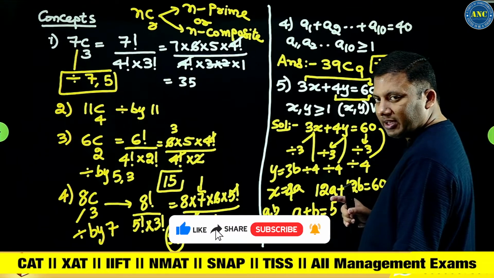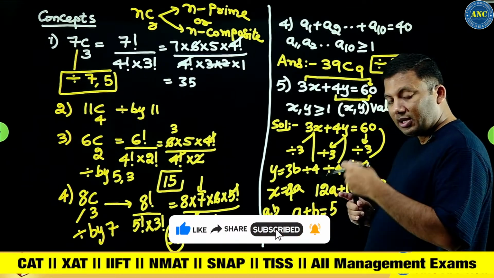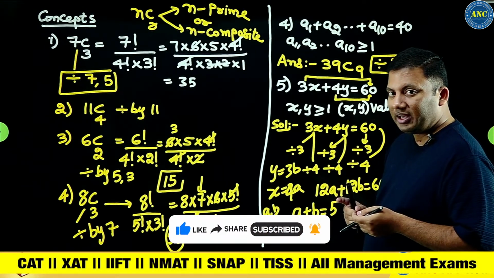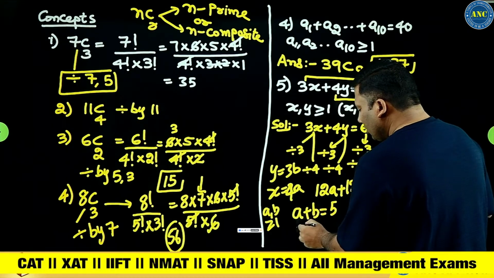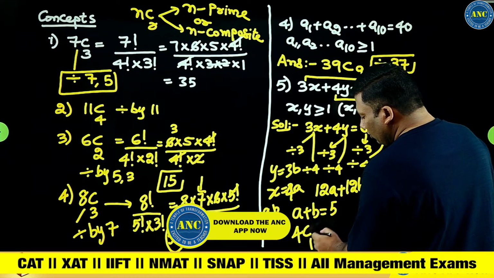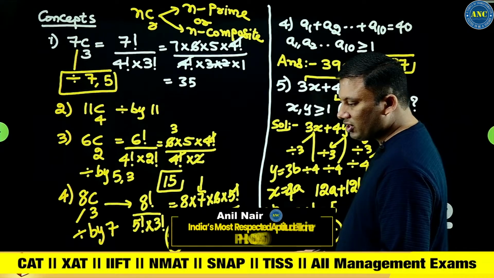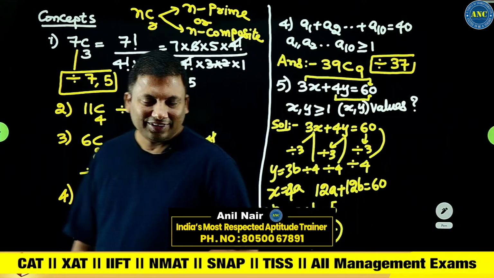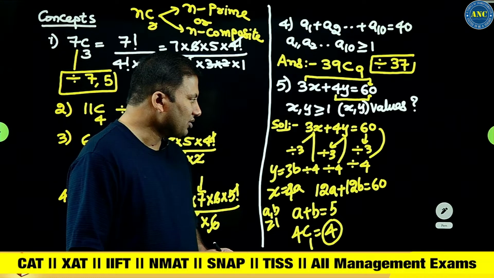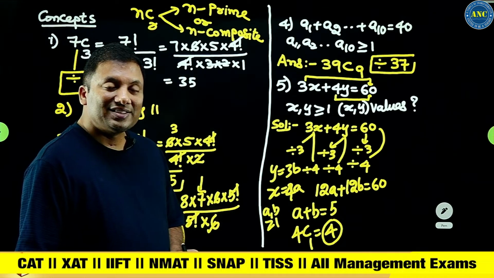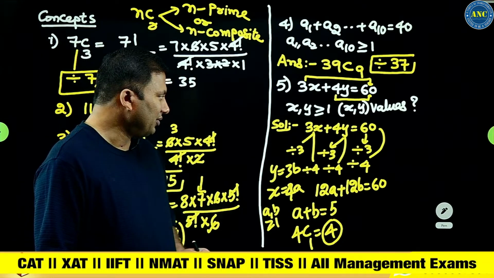A plus b is equivalent to 5. What does that mean? 5 balls are there. How many gaps are there? 4 gaps. 2 variables, 1 cut. 4C1 is the answer for this question. How many positive values will x take? 4. Is the idea clear to you?